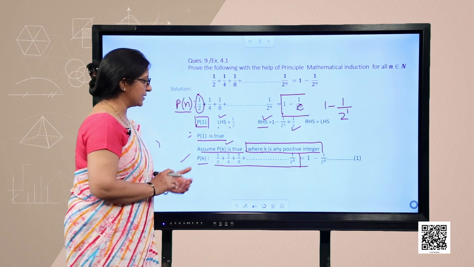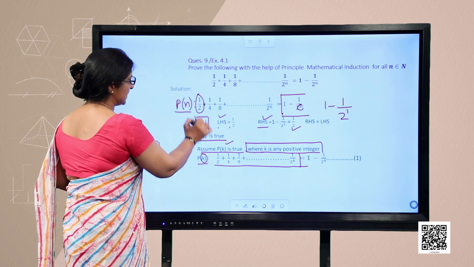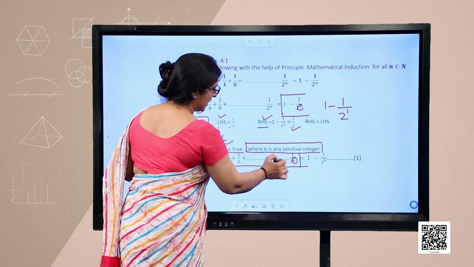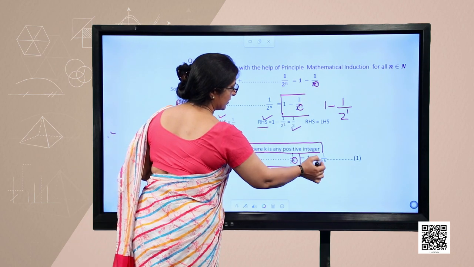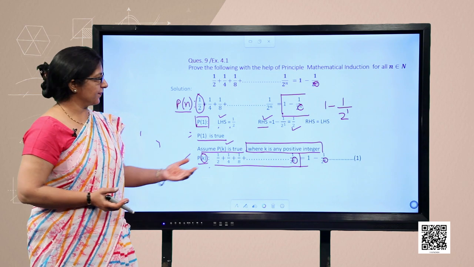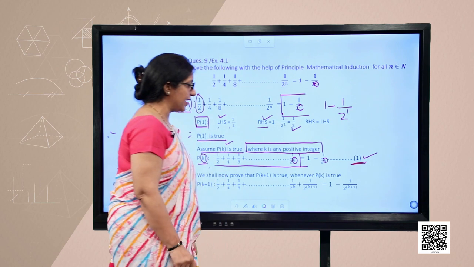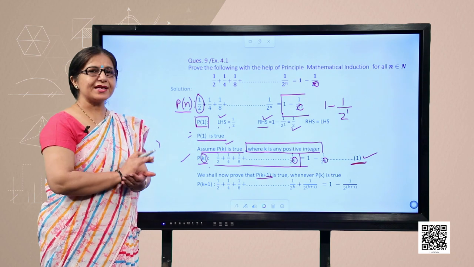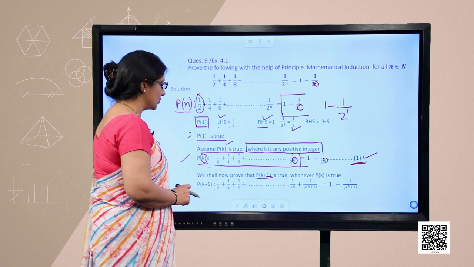So the PK statement can be written easily, just by replacing n by k. Wherever there is n, we will replace it by k and we get this expression for PK. The same way here, 1 minus 1 upon 2 to the power k, and the basic step, we take it as equation number 1. We will be using it further. Now we shall prove that PK plus 1 is true. Once we assume that PK is true, the next step is to prove PK plus 1 is also true.